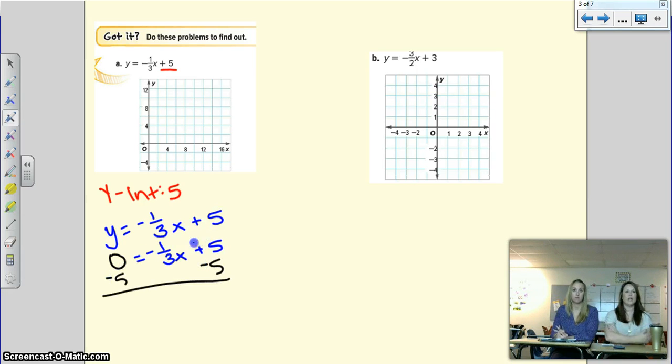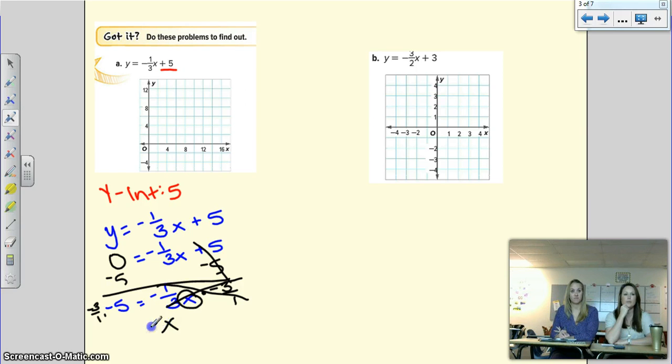Do as we have done. You got it. So negative 5 equals negative 1/3 x. Now, here's where we get rid of that negative 1/3 by multiplying by the reciprocal, times 3 over 1, times the other side, negative 3 over 1. Oh, I'm sorry, I messed up. So times negative 3 over 1. So that cancels. We have x equals... Negative 3 times negative 5 is positive 15. Okay. So when we graph these, my x-intercept is 15.